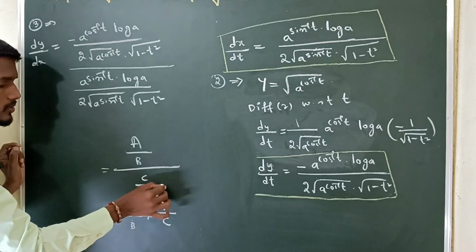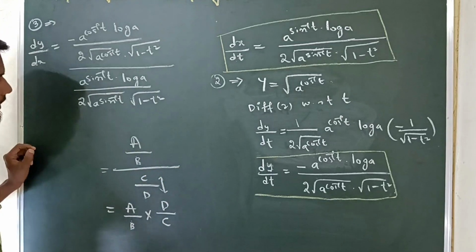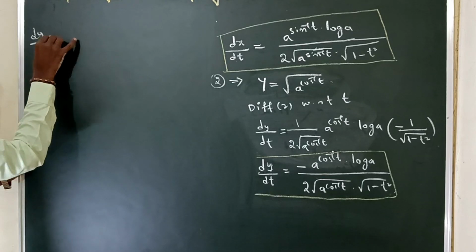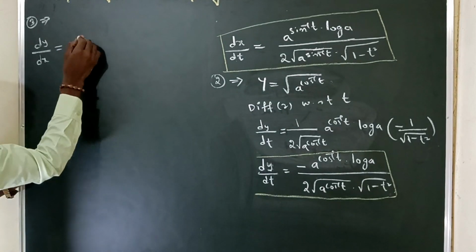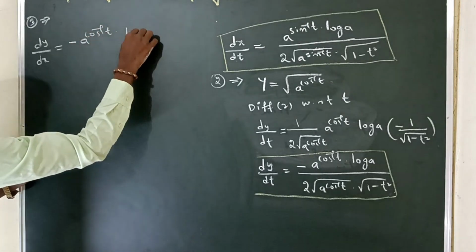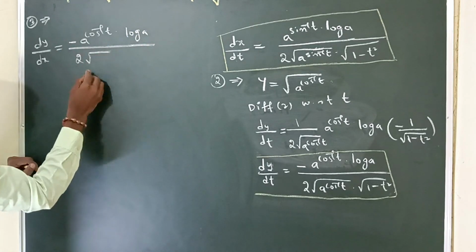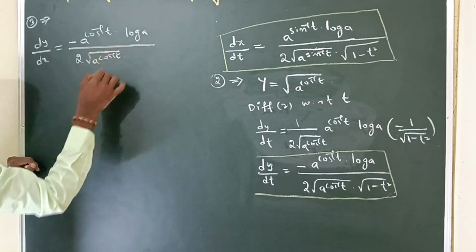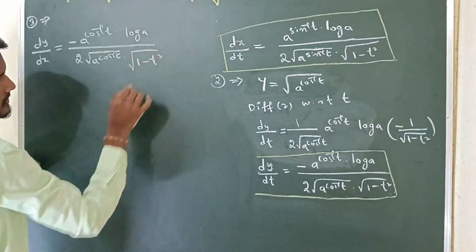You have to replace. Now this one can be written as dy by dx is equal to minus a to the power cos inverse t into log a, whole divided by 2 root of a to the power cos inverse t, then square root of 1 minus t square.